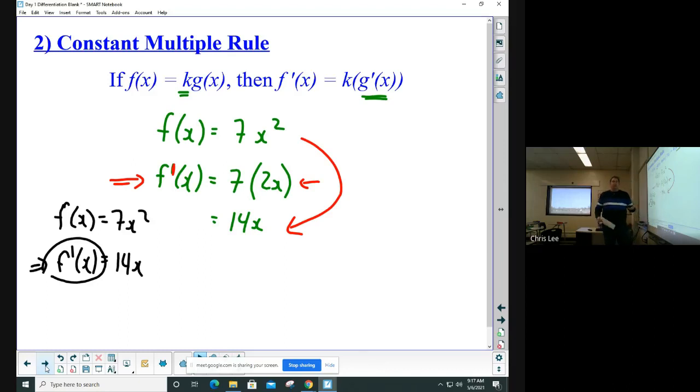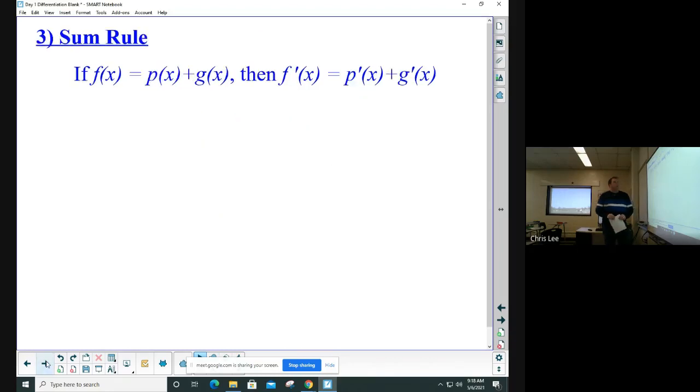Okay, good. So those are the two rules that you discovered in this morning's Desmos activity. But you actually probably might have discovered some other ones that I will throw in here as well. The next is called the sum rule. And it says if you have a function that is actually the sum of two other functions, you can take the derivative of each function by themselves and then add them together.